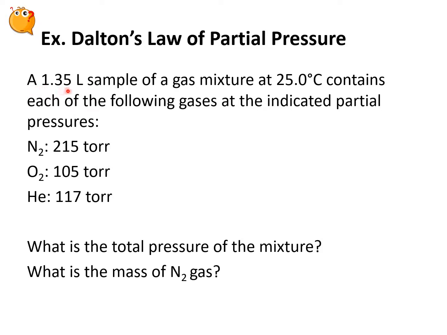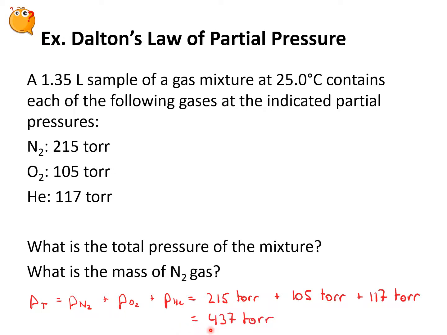In this example, 1.35 liters of a gas mixture at 25 degrees Celsius contains each of the following gases shown below: nitrogen 215 torr, oxygen 105 torr, and helium 117 torr. The first part of the question asks us to calculate the total pressure of the gas mixture. To do this, we just have to use Dalton's law, which tells us that the total pressure is just a sum of the partial pressures of the individual gases. In this case, we have nitrogen, oxygen, and helium. And substituting in the values of the partial pressures for each of the gases, and then adding up the partial pressures gives us a value of 437 torr as the total pressure.